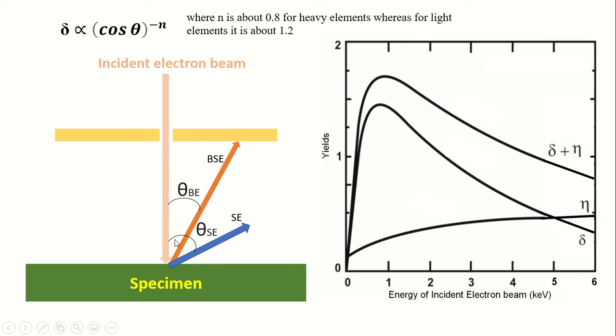So here you can see this is the backscattered electron, and the angle made by this incident beam with the backscattered electron is theta BE. But I don't want to discuss this here. My concern is on the secondary electron. So here you can see this is theta SE, the angle between the incident electron beam and the secondary electron emission.